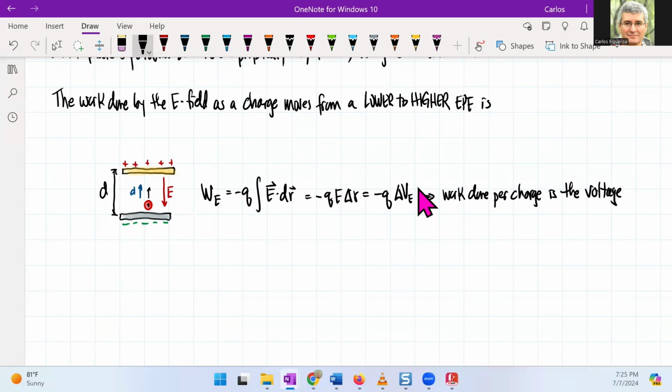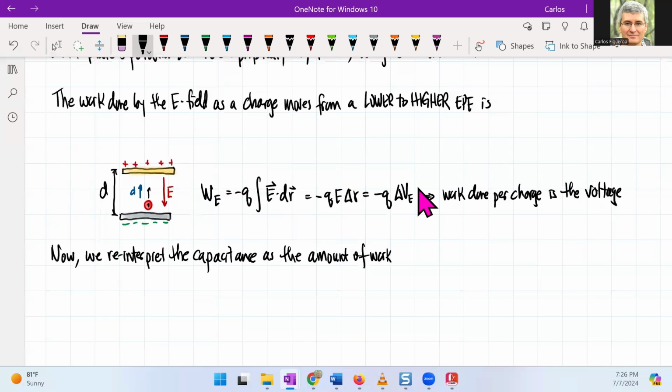So what this does here is it's going to allow me to reinterpret what we mean by capacitance. Now, we reinterpret the capacitance as the amount of work per charge done.